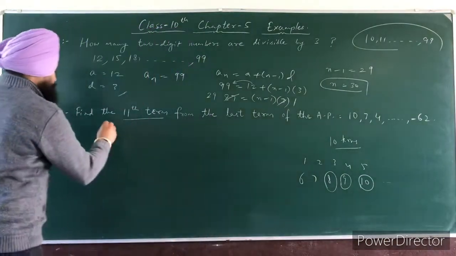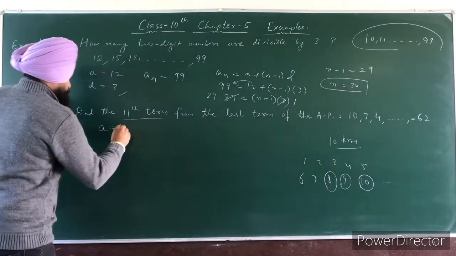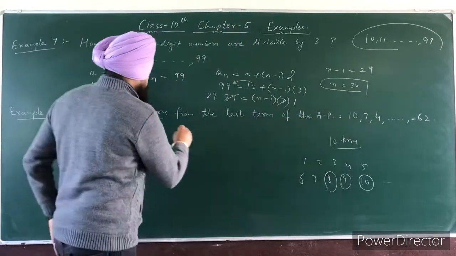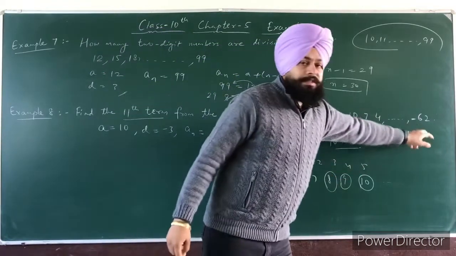So in this AP series, what is A? A is the first term. It is 10. D is the common difference. So the difference is 7 minus 10, which is minus 3. And which is the last term? Last term is -62.